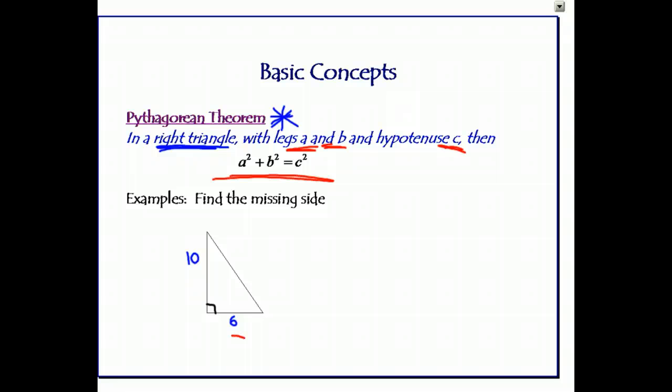So look, here's a 6, here's a 10, here's a right angle. The little box shows us the right angle. We can find the third side. When we're looking for that third side, how do we do it? We use the Pythagorean theorem. And so it goes A squared plus B squared equals C squared.